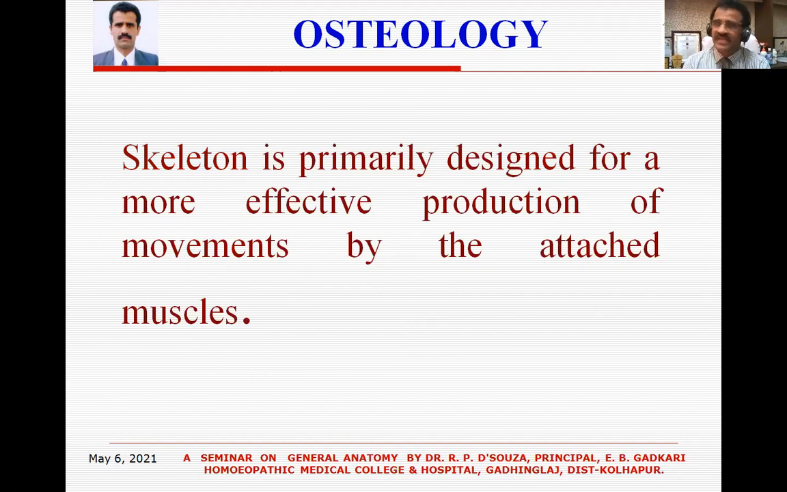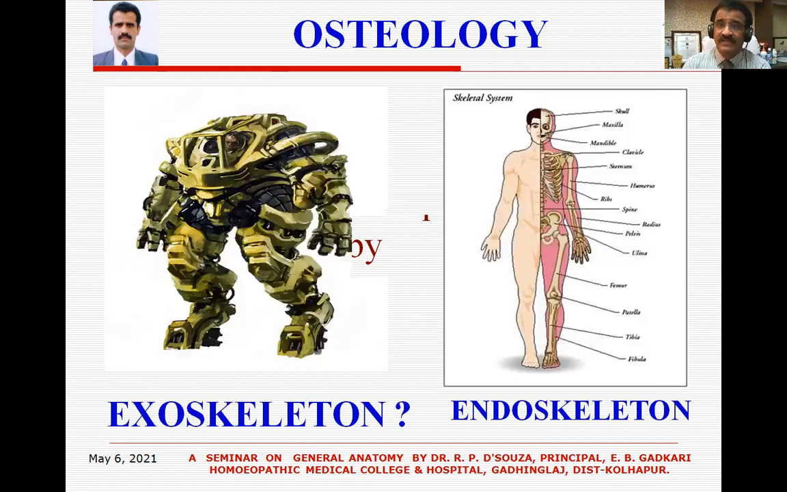Skeleton is primarily designed for a more effective production of movements with the help of attached muscles. So muscles are attached on the bones. Most of the muscles are attached on the bones, at least skeletal muscles. They are called skeletal because they are attached to the bones, at origin and insertion. They help the skeleton to produce movements with the help of the nervous system, because the nervous system is the highest controlling and coordinating system. Motor supply is required for the purpose of movements, and that is called locomotion.